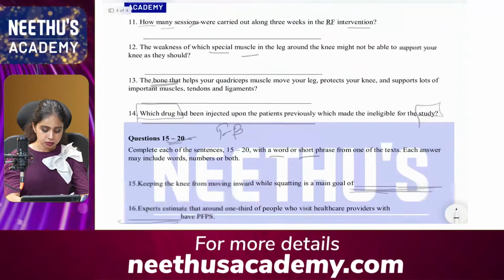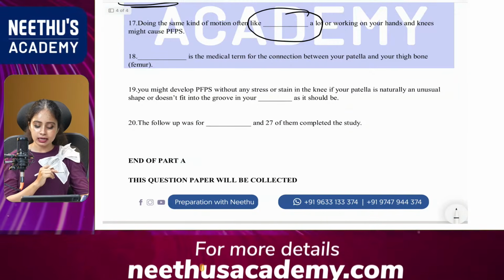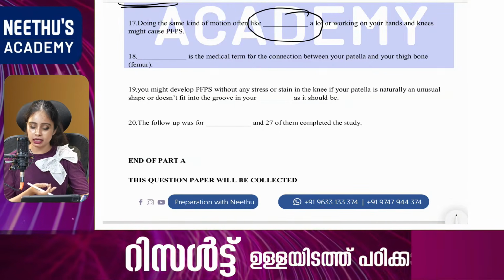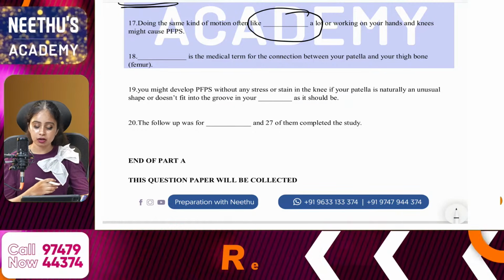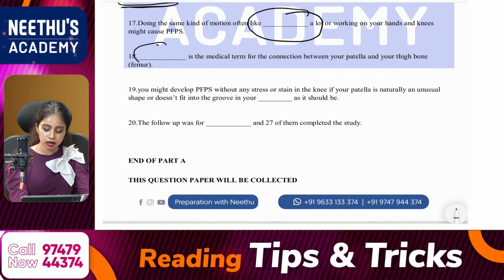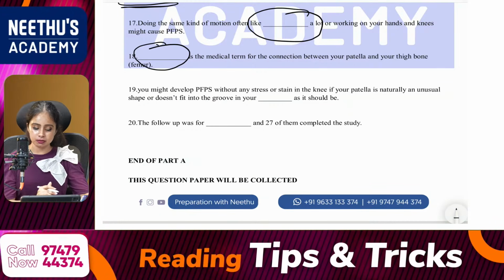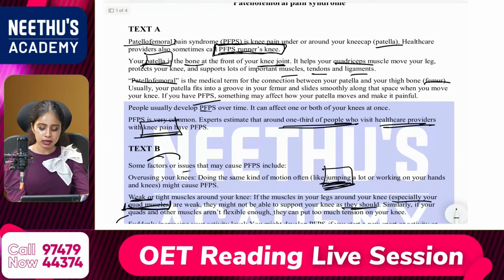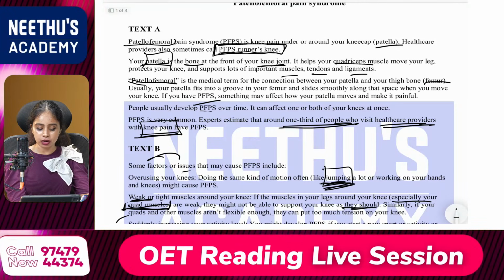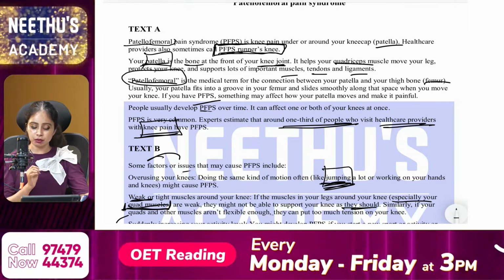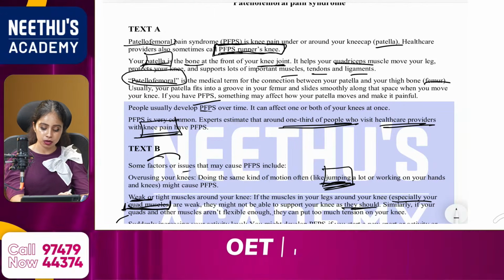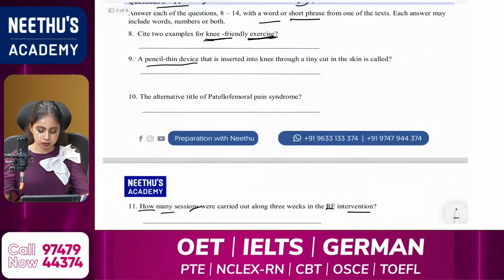Then the 18th one. Dash is the medical term for the connection between your patella and your thigh bone, femur. So what is the answer? Only one medical term is mentioned here, that is patellofemoral. Patellofemoral is the medical term. So the answer is patellofemoral.